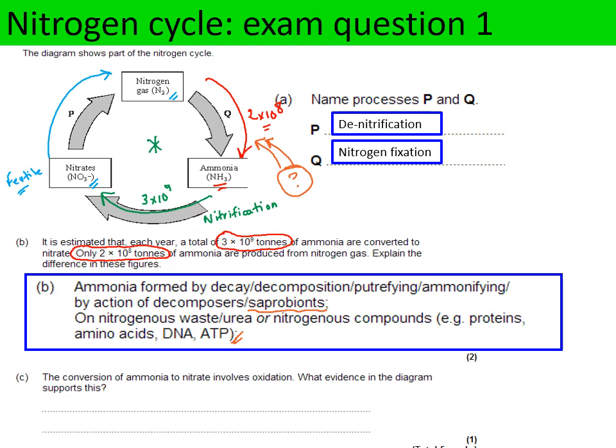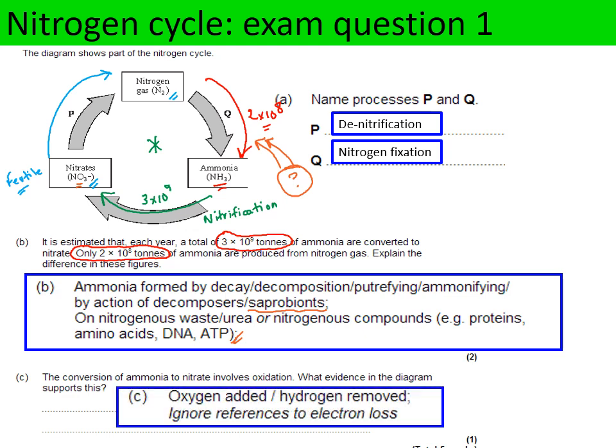Well, we could say two things. We could say oxidation is loss of hydrogen. So we know NH3 loses its hydrogen, which is oxidation, because it also loses electrons. Or we could say it's the addition of oxygen to the nitrogen. So we get oxygen being added to the nitrogen atom to make the nitrate ion. So we could say either of those two things. So oxygen is added, or we could say hydrogen is removed, and that's therefore an oxidation reaction.